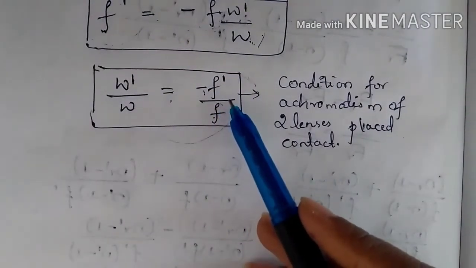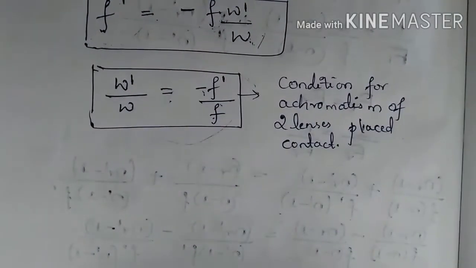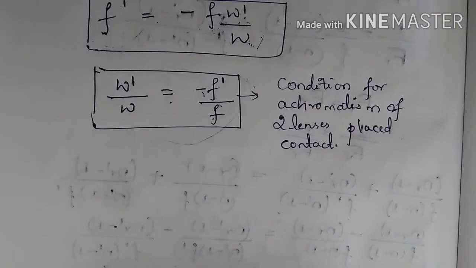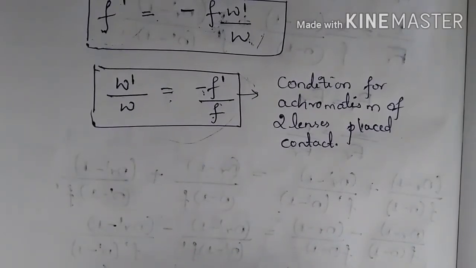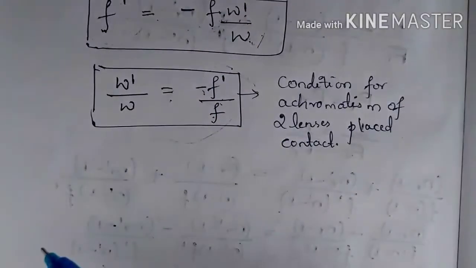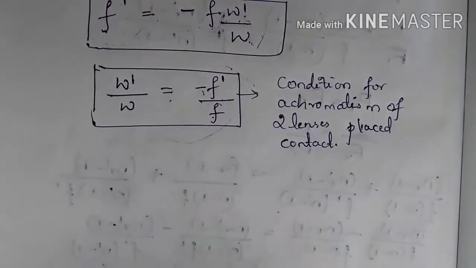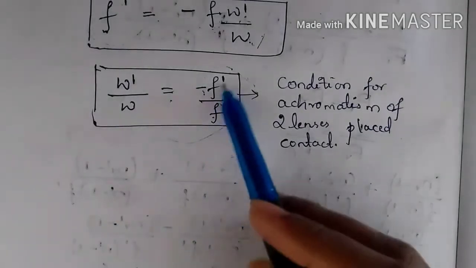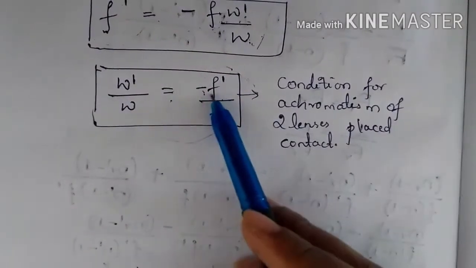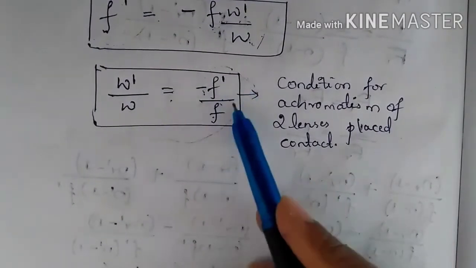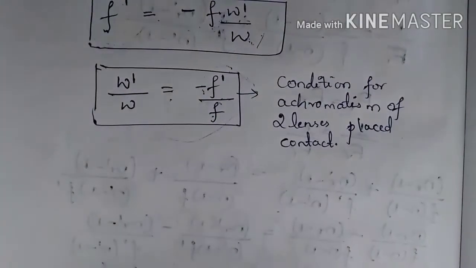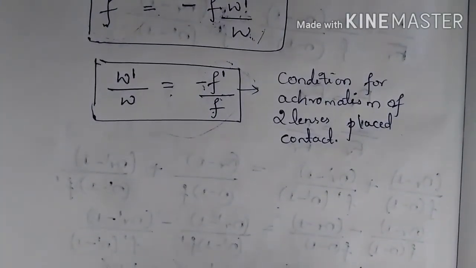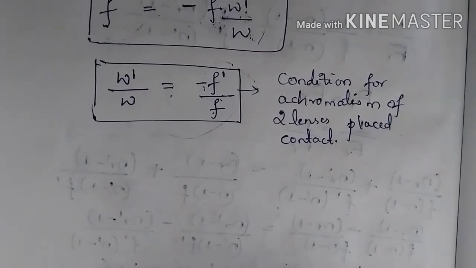So here omega prime is the dispersive power for the concave lens, and omega is the dispersive power for the convex lens, and f prime is for the concave lens and f is for the convex lens. So we saw the mean ray had f prime in case of the concave lens and the mean ray had f in case of the convex lens. So this is the condition for achromatism of two lenses placed in contact.